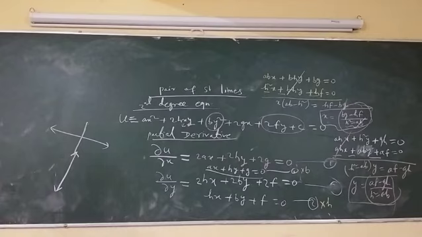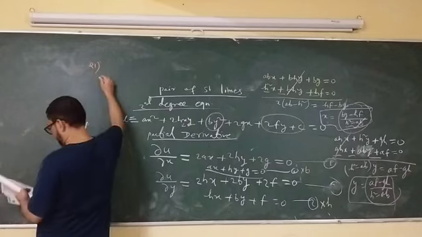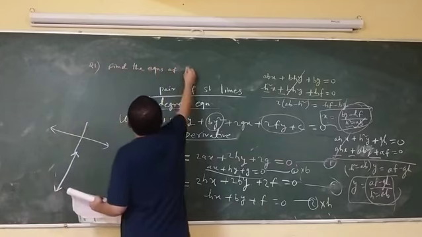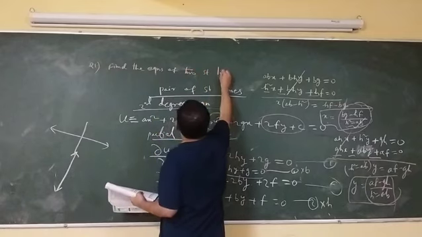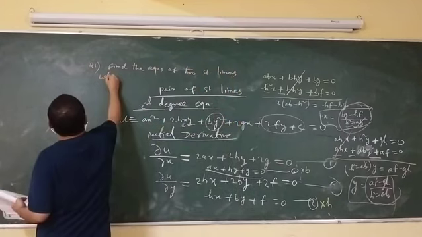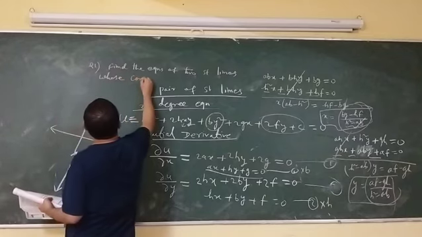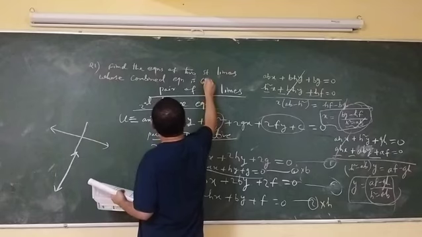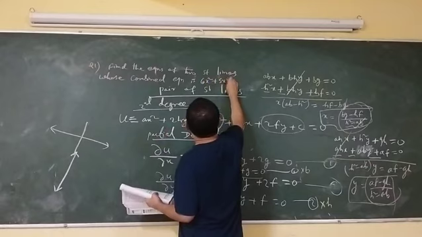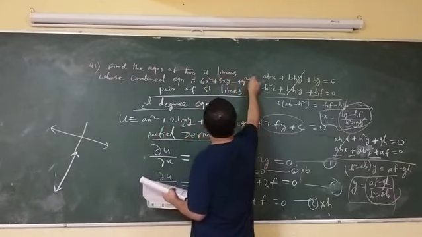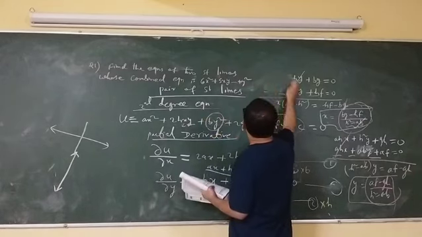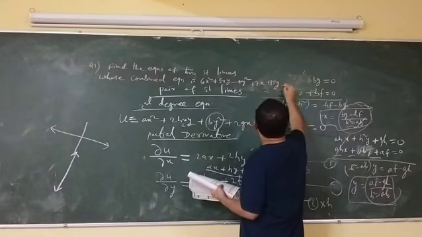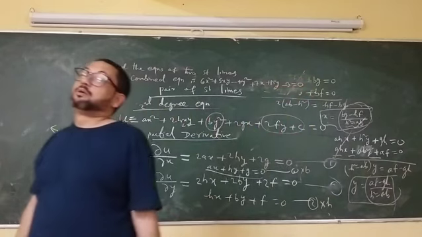So let's take one basic question here. Question number 1: find the equations of two straight lines whose combined equation is 6x square plus 5xy minus 4y square plus 7x plus 13y minus 3 is equal to 0. Okay, this is the equation of the pair of straight lines.